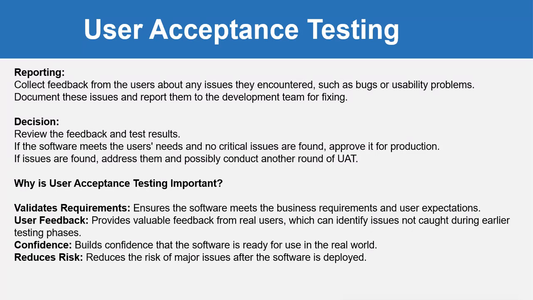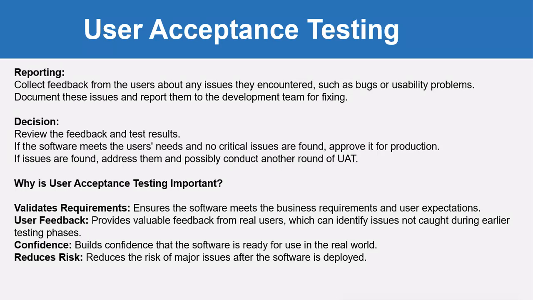Then reporting means collect feedback from the users about any issues they encountered, such as bugs or usability problems. Document these issues and report them to the development team for fixing. Then review the feedback and test results. If the software meets the user's needs and no critical issues are found, approve it for production. If issues are found, address them and possibly conduct another round of UAT.